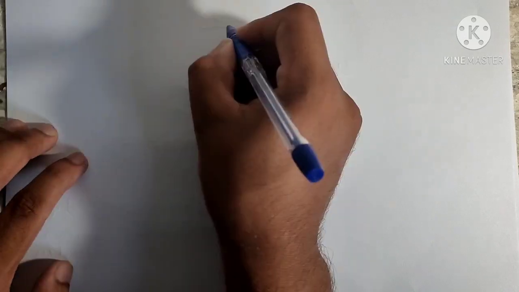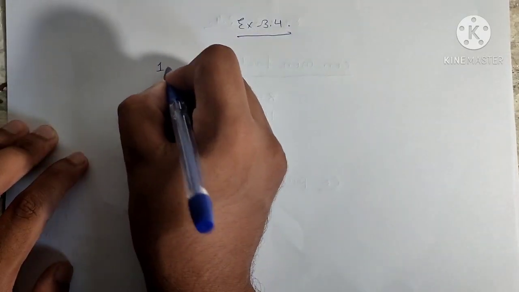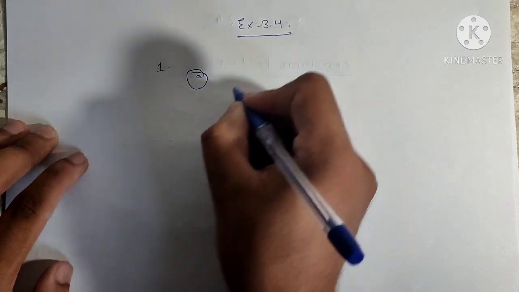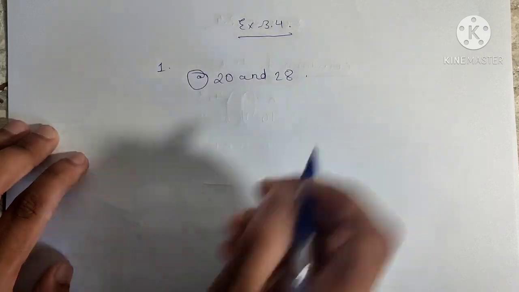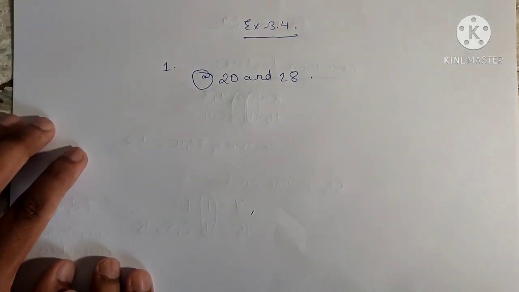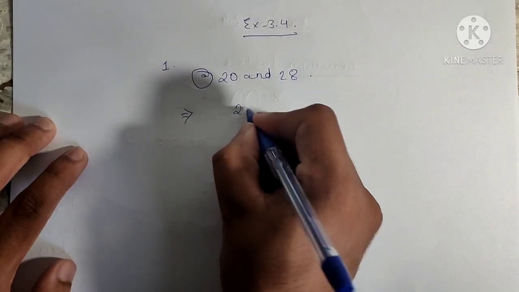Okay, so let's start exercise 3.4, number 1, A. What is the question? You have to find the common factors of 20 and 28. So you have to find the common factors of 20 and 28. What will you do? First, you will find the factors of 20.